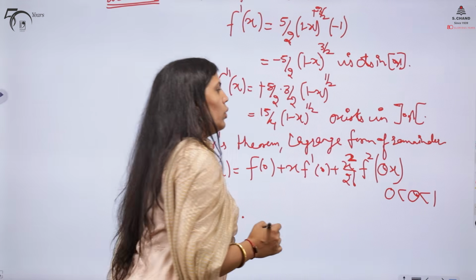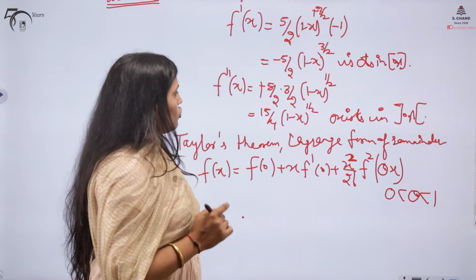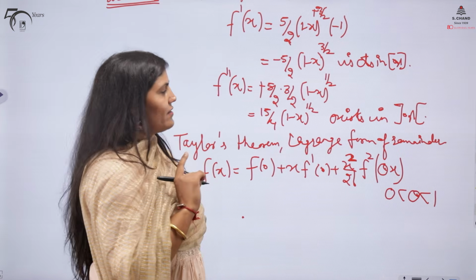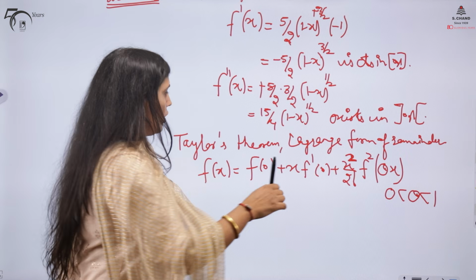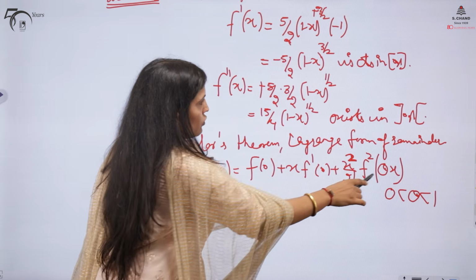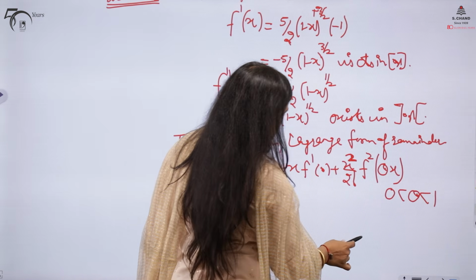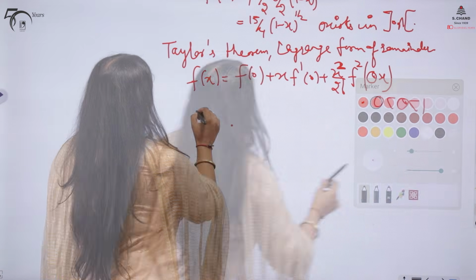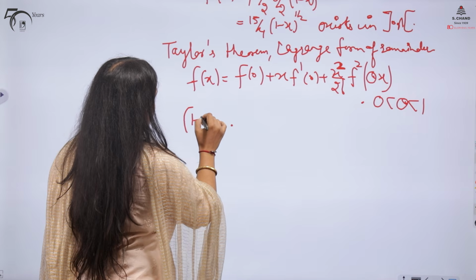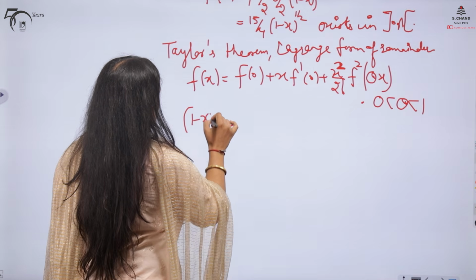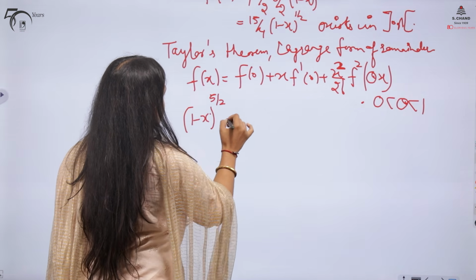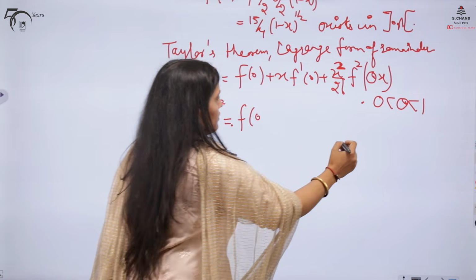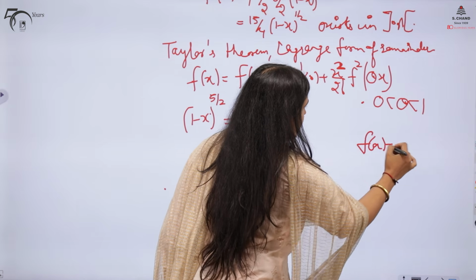So ultimately what will we be checking, we are verifying. For verification, if the value of theta comes between 0 and 1, we will say that it is verifying, and it should verify anyhow. So let's start. With this expression only we will be finding the theta value. Put all the values which we have, first derivative we have. So f(x) is (1 minus x) to the power 5 by 2, I just write it here.